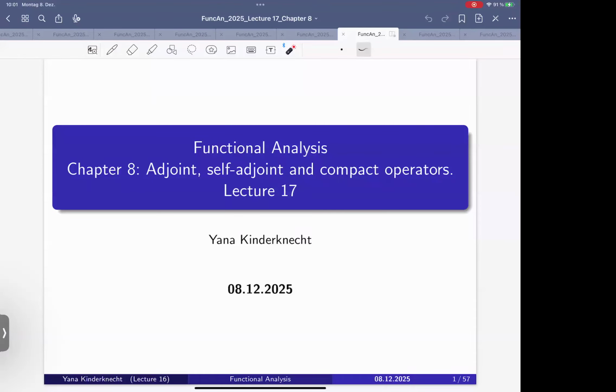Okay, so we start from the very beginning. We define all the objects we are going to discuss. And we start with adjoint operators.